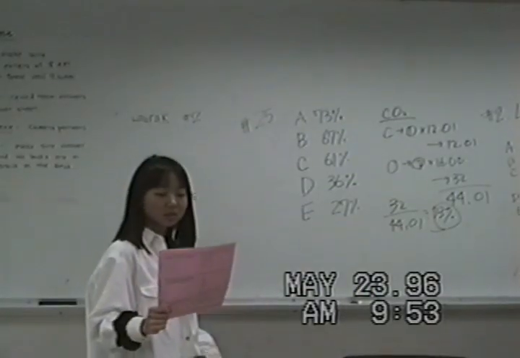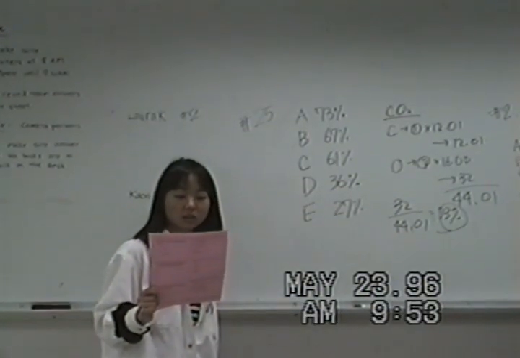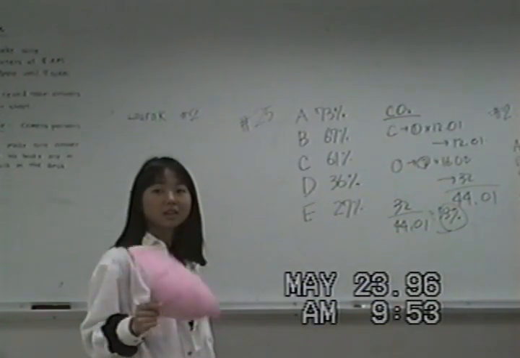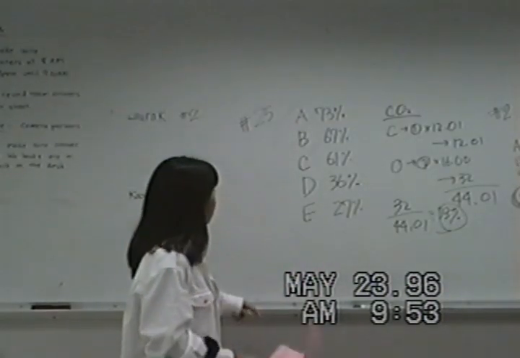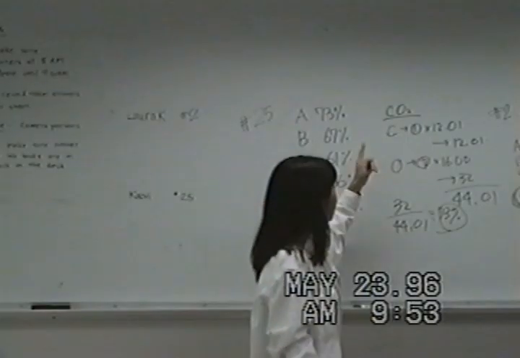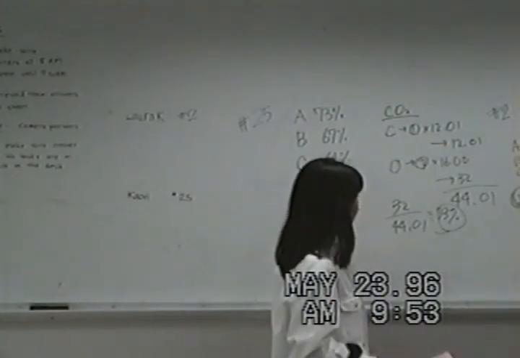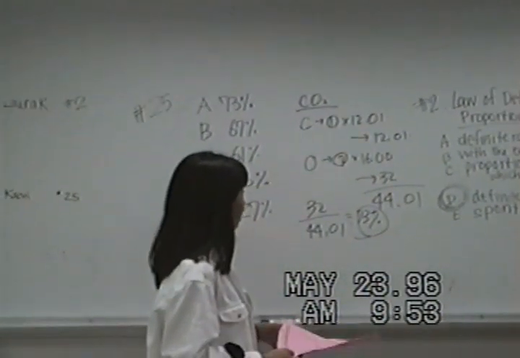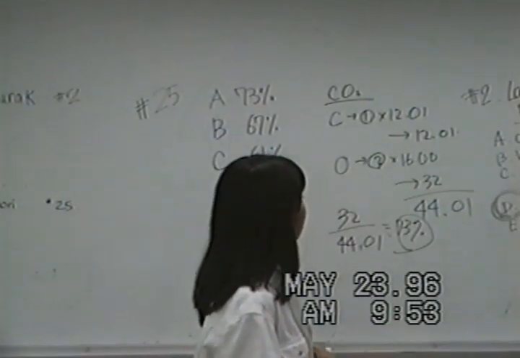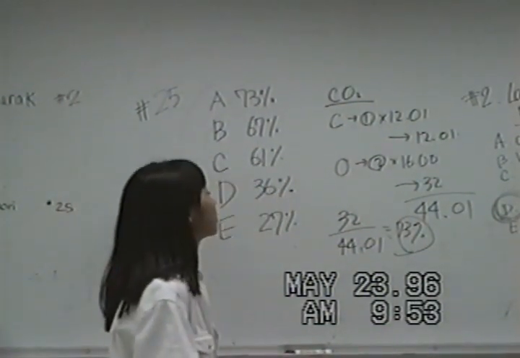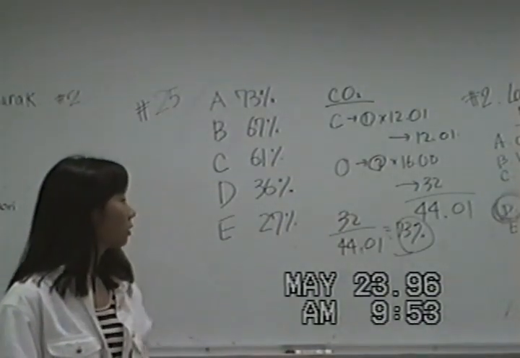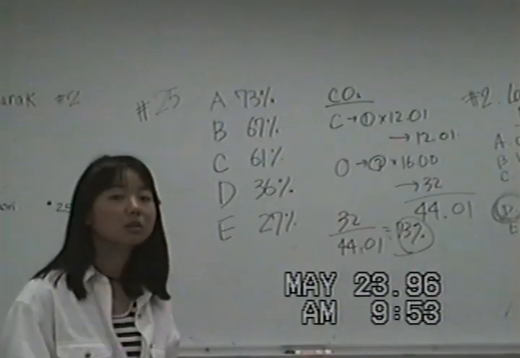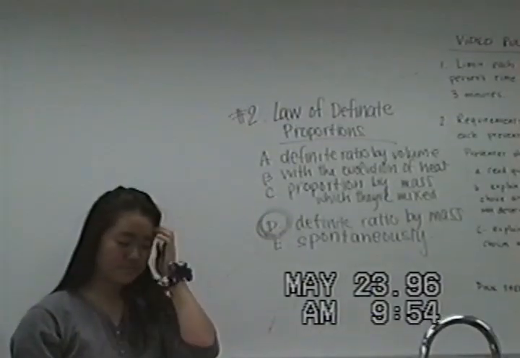Number 25, what is the percentage of mass of oxygen in carbon dioxide? Okay. The relative atomic mass of carbon is 12.01, and then oxygen is 16, and there's 2, that's 32, and then when you add it's 44.01. And then you put it over, 32 over 44.01, and then 73%.